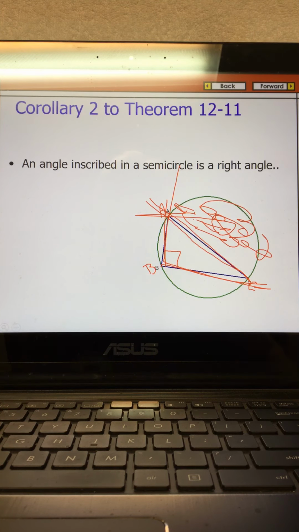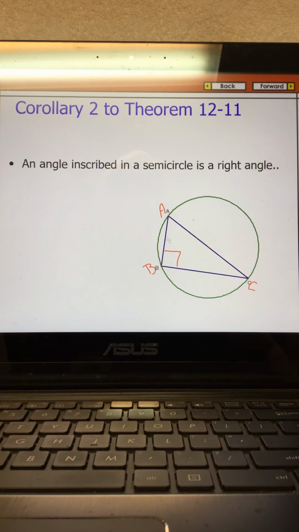So if you are working with an angle and you recognize that it is inscribed inside a semicircle, like this is perfectly contained within a semicircle, it's going to measure 90. If you can't realize that, you can extend your sides and you can say, hey, this is half of a circle, that's 180. So this angle has to be 90.